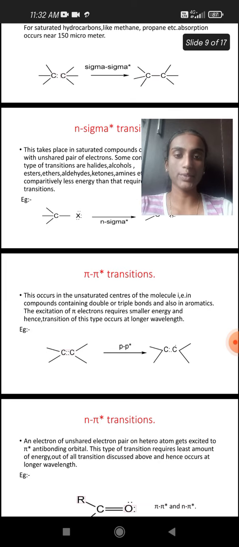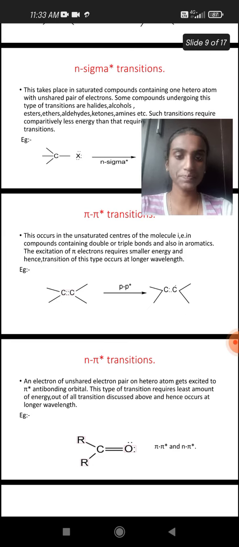Next one is pi to pi star transition. This occurs in the unsaturated centers of the molecule, that is in compounds containing double or triple bonds, and also in aromatics. The excitation of pi electrons requires smaller energy, and hence transition of this type occurs at longer wavelength.